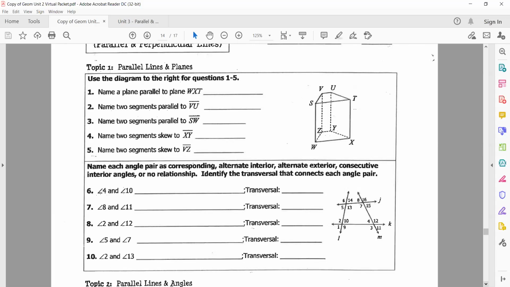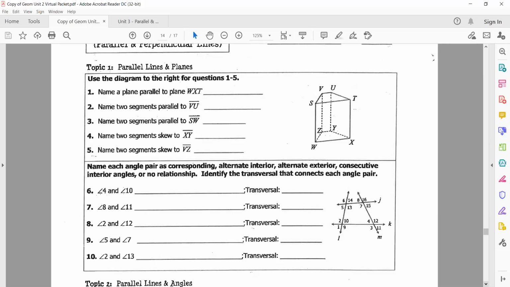Are they corresponding? Nope. Are they alternate interior? Well, they're on the interior of the 2 other lines, but they're not alternate. They're not on opposite sides of the transversal. Are they alternate exterior? Well, no, I just identified the interior here as the area between lines L and M. 4 and 10 are inside that area. They're not on the exterior.